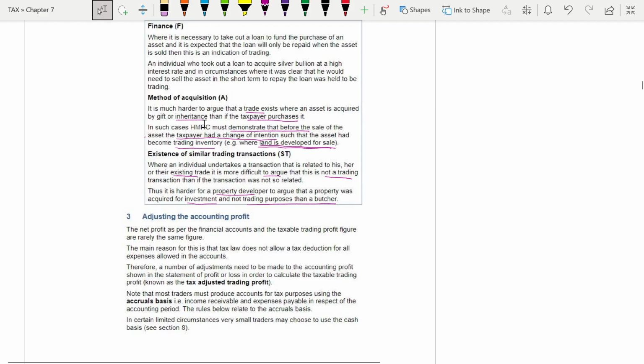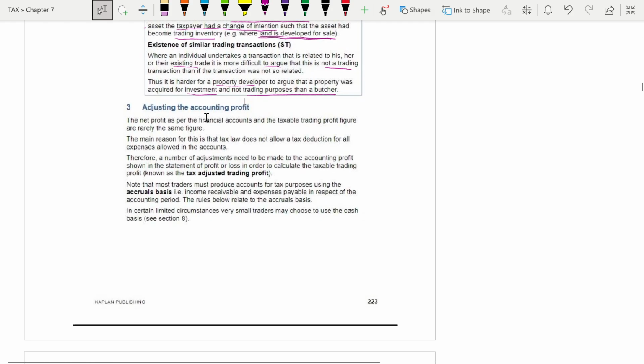In substance, we have to make sure that there is a frequency of transactions, there is finance involved, there is a profit motive, and there is an intention to sell. That is going to be part of trading profits as such.